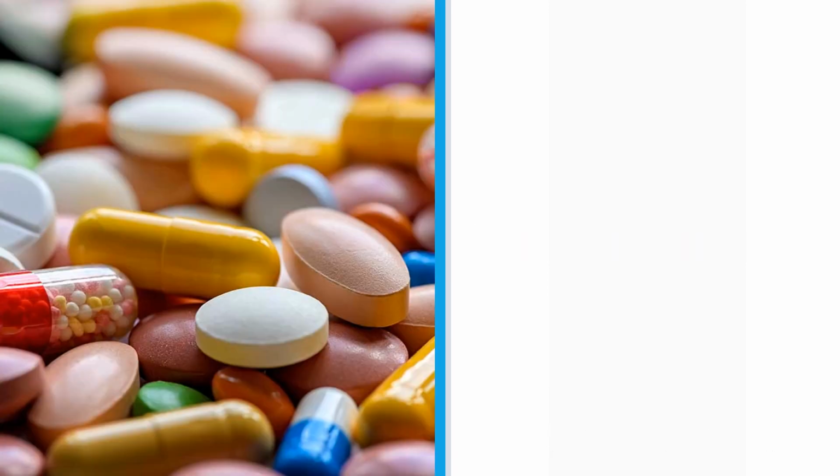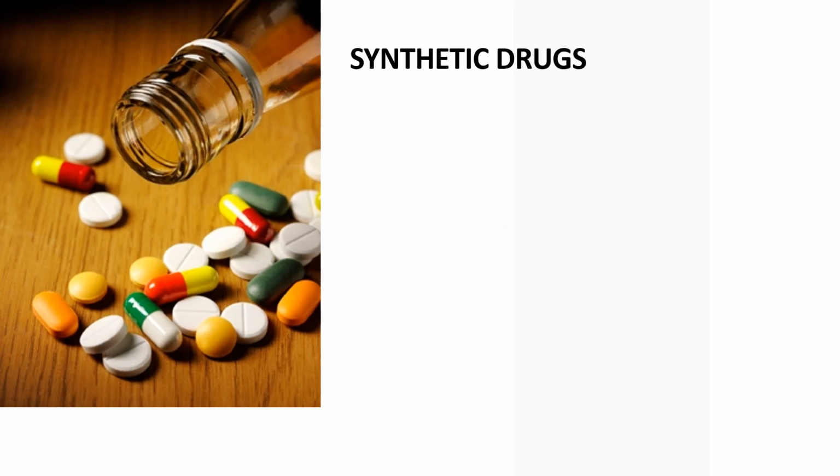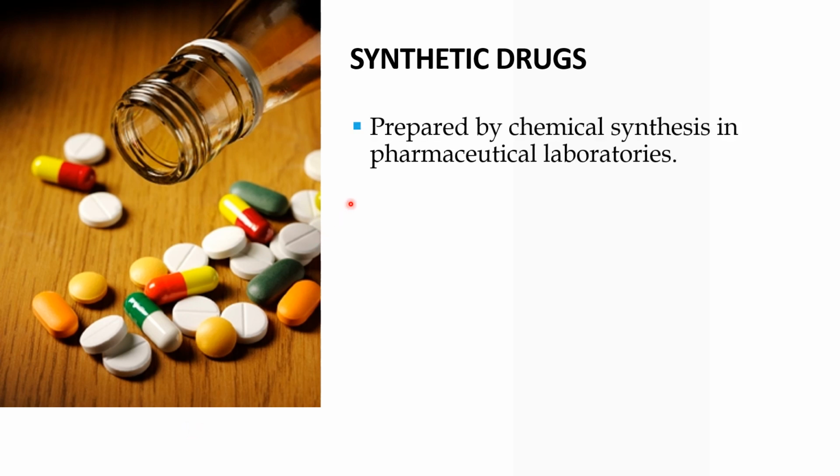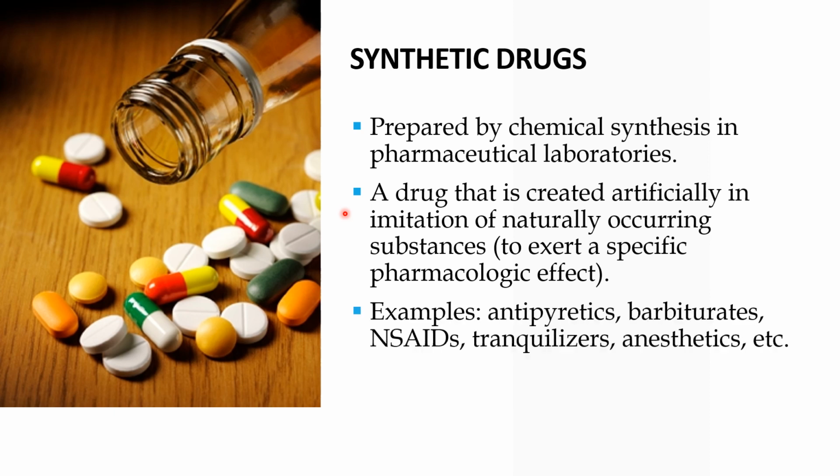Another classification of drugs are those drugs that are derived from synthetic sources. Synthetic drugs are generally defined as those drugs that are prepared by chemical synthesis in pharmaceutical laboratories. They can also be defined as a drug that is created artificially in imitation of naturally occurring substances to exert a specific pharmacologic effect. Examples of synthetic drugs are antipyretics, barbiturates, non-steroidal anti-inflammatory drugs, tranquilizers, anesthetics, and others.